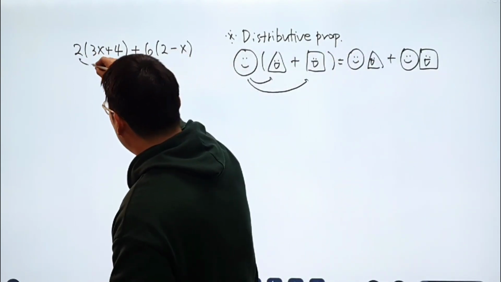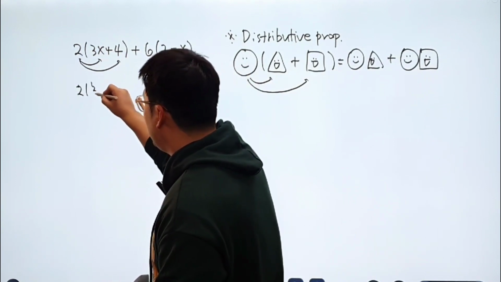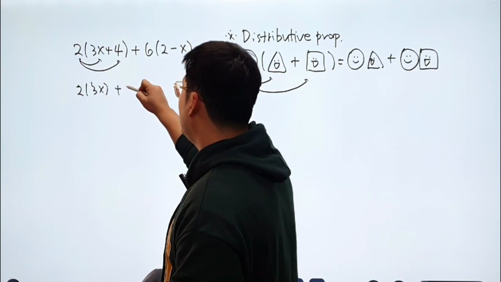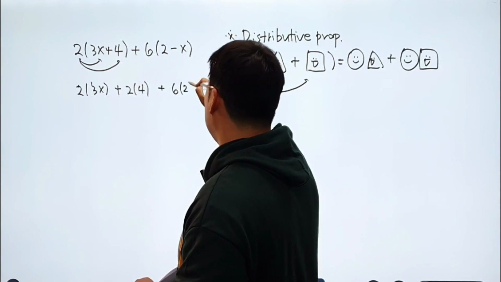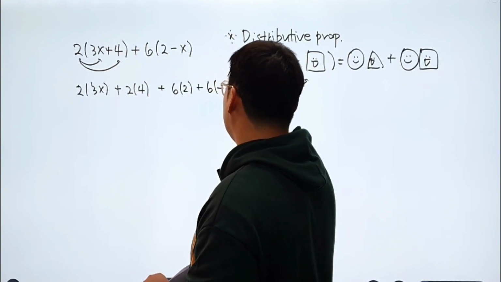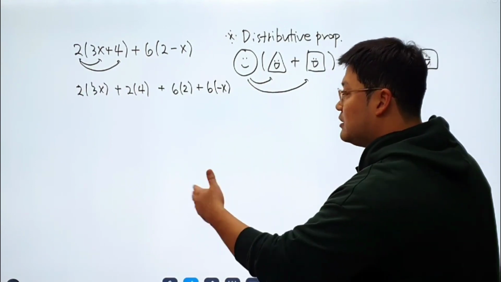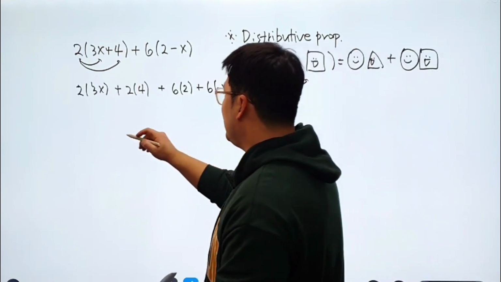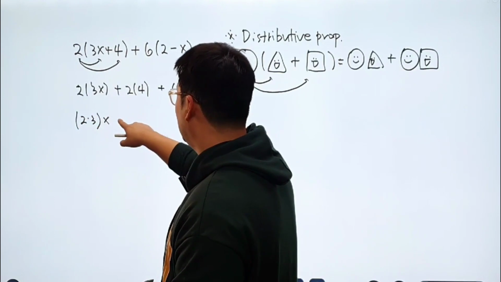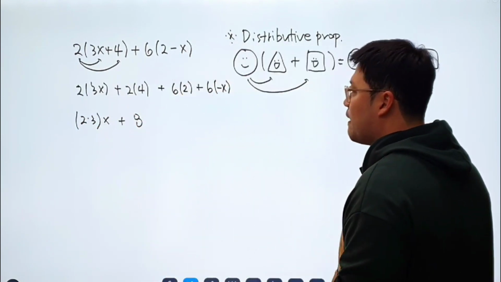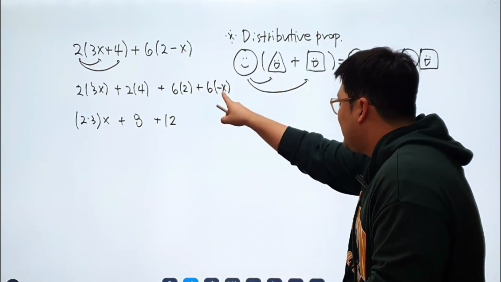You can check that 2 will be multiplied to 3x, and 2 will be multiplied to 4. So we get 2 times 3x, and we multiply 2 by 4. At the same time, we multiply 6 by 2, and I have something like 6 times negative x. Okay, the last thing is kind of tricky. But first, let's use the associative property, 2 times 3. What is 2 times 3? So we get 6 times x, and 2 times 4 becomes 8. What do you know about 6 times 2? That becomes 12.